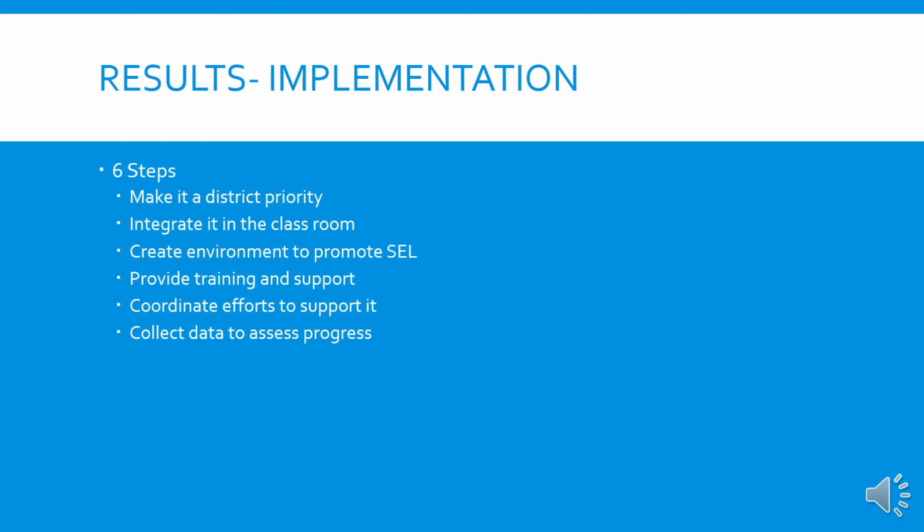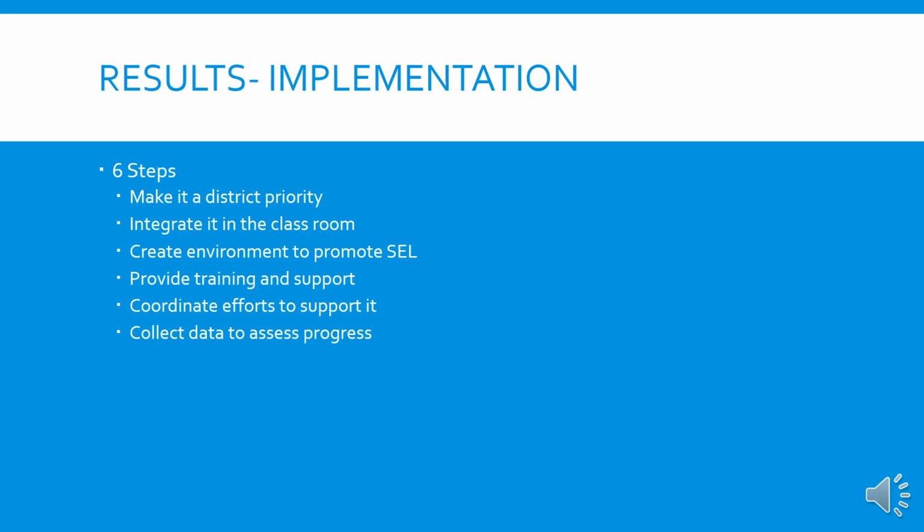The third is to create an environment that promotes SEL. That may include changing discipline practices to include more inclusionary practices like restorative justice, ensuring that students have a trusted adult in the building that they can go to, and setting the type of behavior and academic expectations that we should expect from students.